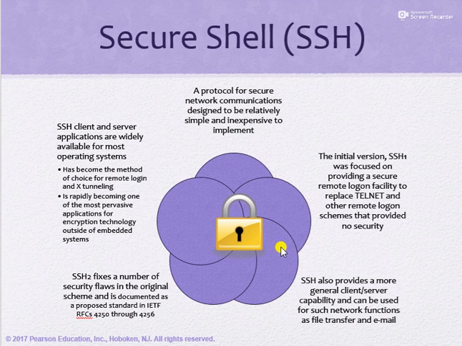The initial version, SSH1, was focused on providing the facility of remote login, because SSH1 was proposed to replace the telnet service. As we know, the telnet service is not secure, because in telnet the password is sent to the other side in clear, without encryption. So when SSH1 was first proposed, it provided a secure remote login facility and replaced telnet. But SSH also provides more general client server capabilities, and can be used for different network functions, such as file transfer and email as well.